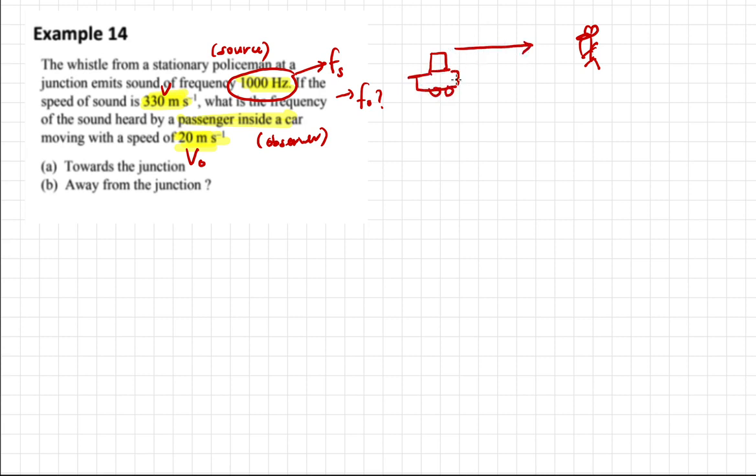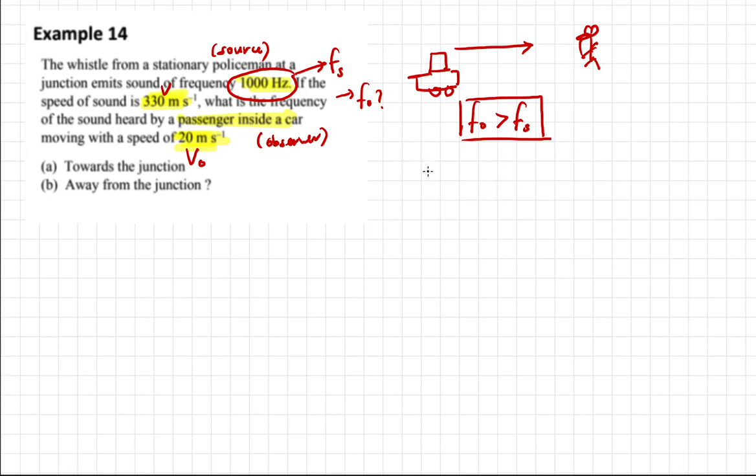So as the observer moves towards the policeman, we know the frequency heard by the observer will be larger than the frequency of the source. The frequency of the observer will be larger than the frequency of the source because the observer is moving towards the source.